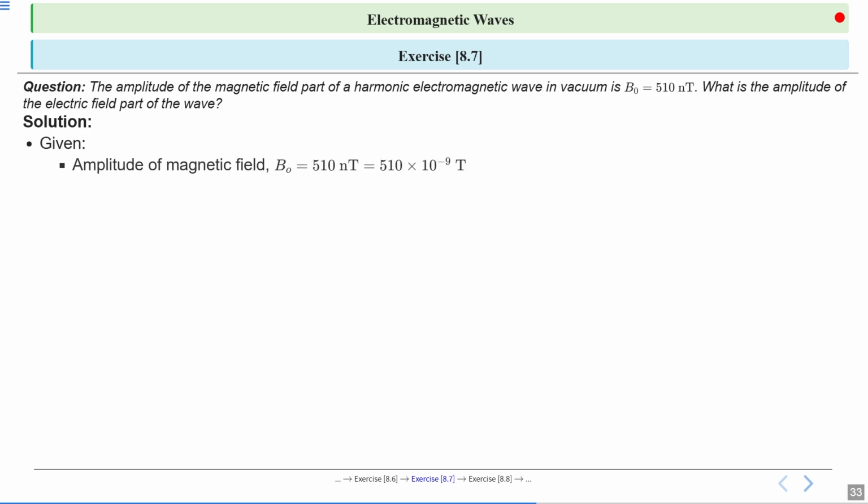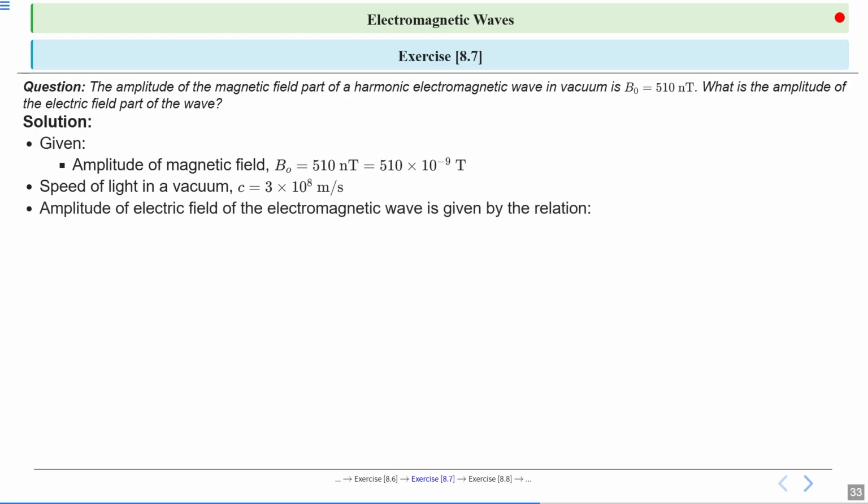So what is given in the question? Amplitude of magnetic field B naught, 510 nanotesla, is given. So 510 into 10 to the power minus 9 Tesla. The speed of light in vacuum is also known. If it is not given in the question, you know the value of the speed of light in vacuum, that is 3 into 10 to the power 8 meter per second. We know the relation between E naught, B naught and C, the relation between the amplitude of electric field, magnetic field and speed of light, we have discussed in the theory lecture.